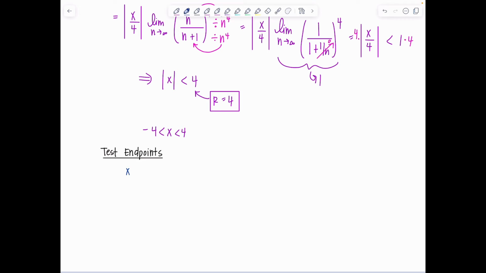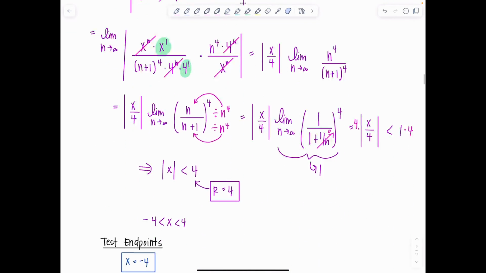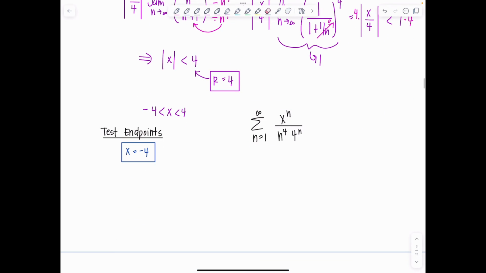So x equals -4. Where do I plug it in? Into the original series. Where did you go? Right here. Copy, come down with me. Okay, so we're going to have now the sum, n equals 1 to infinity, -4 to the n over n to the 4th times 4 to the n.